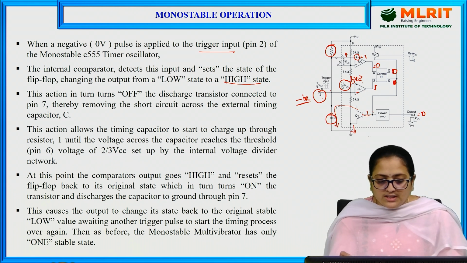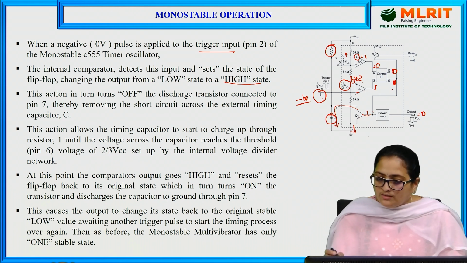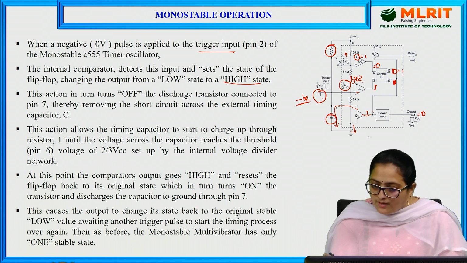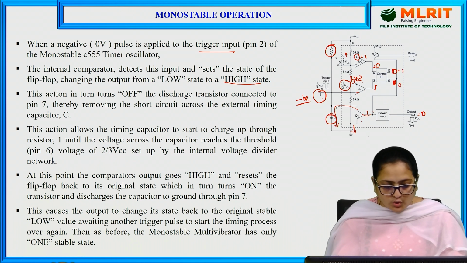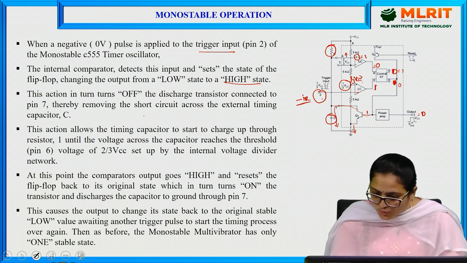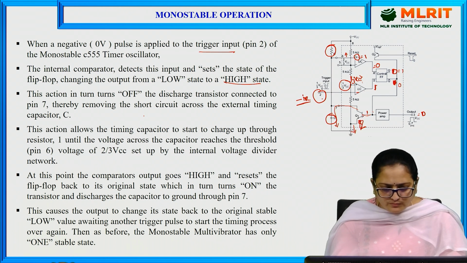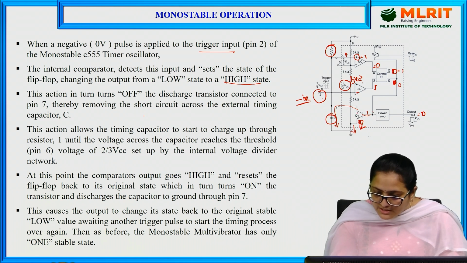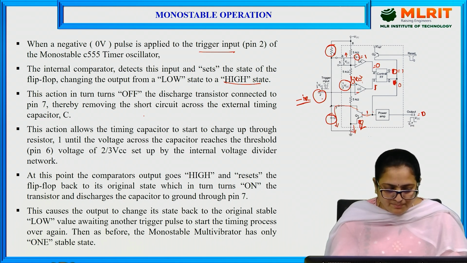Now the action on the discharging transistor: as the output Q is 1, Q bar will be equal to 0, and that 0 is given to transistor Q1. The discharging transistor is connected to pin 7, because as I am giving 0 to this transistor, it will be in the off state. So the discharging pin is connected to pin 7.